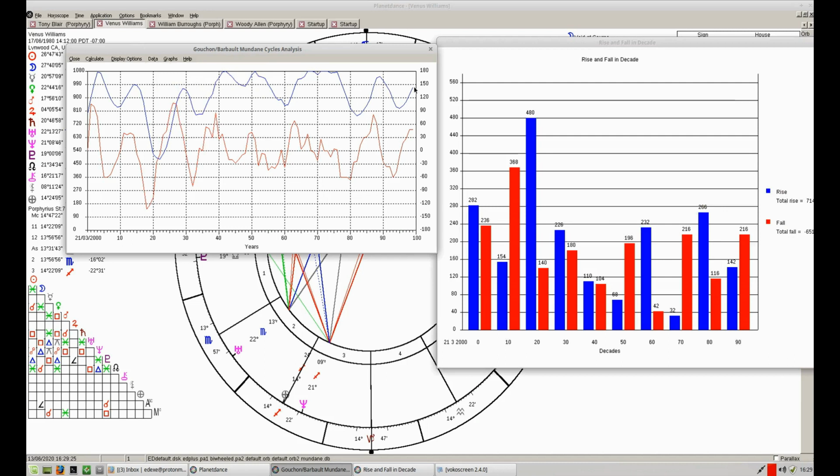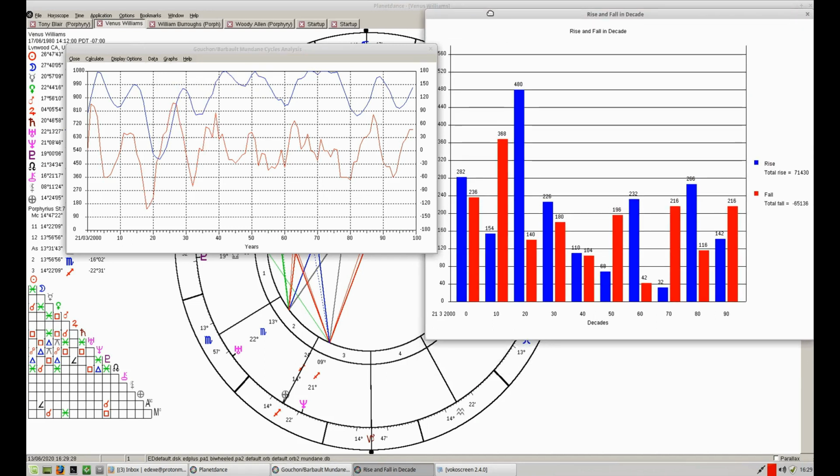You can also look at a graph for the rise and fall in the decade. You can see in this decade just past, there was a total rise due to waxing aspects of 154, but a fall due to waning aspects of 368, and this gives rise to this steep curve in the latter part of the decade.